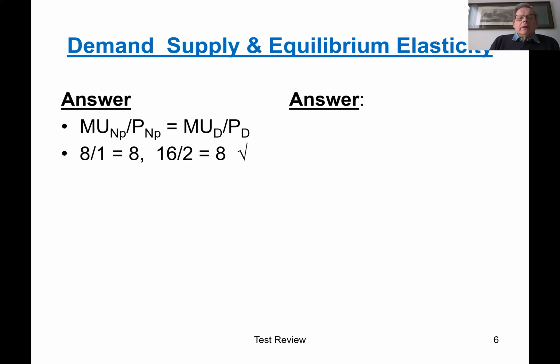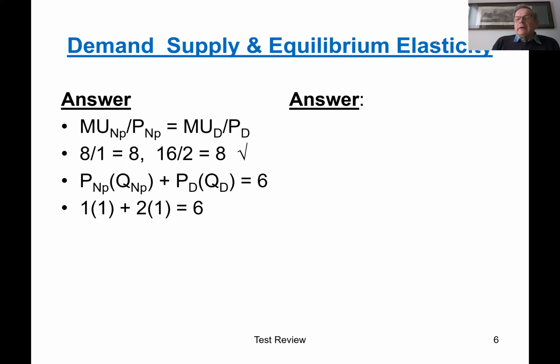Now I use the data that I was using here and put it into the budget equation. You'll recall the budget equation is the price of the nail polish times the quantity of the nail polish plus the price of dresses times the quantity of dresses consumed, which must be equal to her budget of $6.